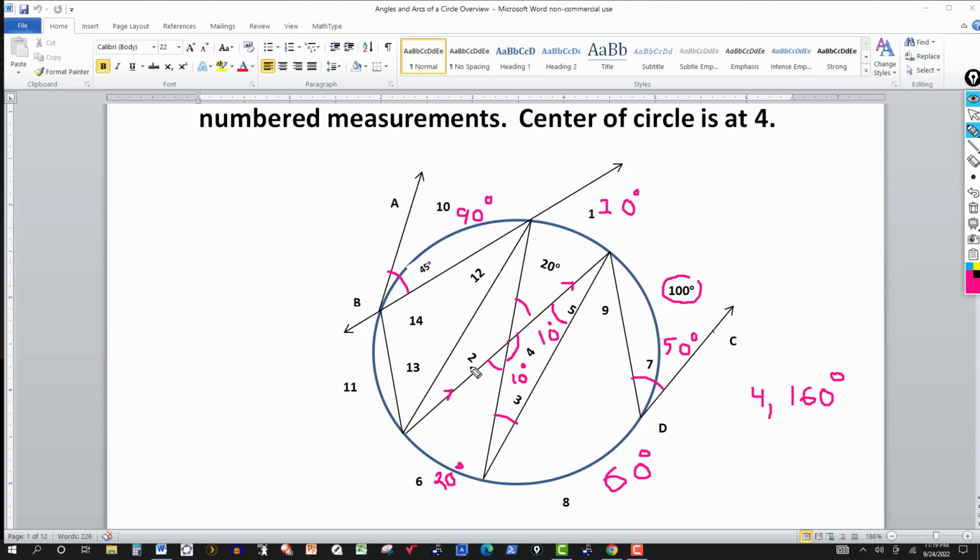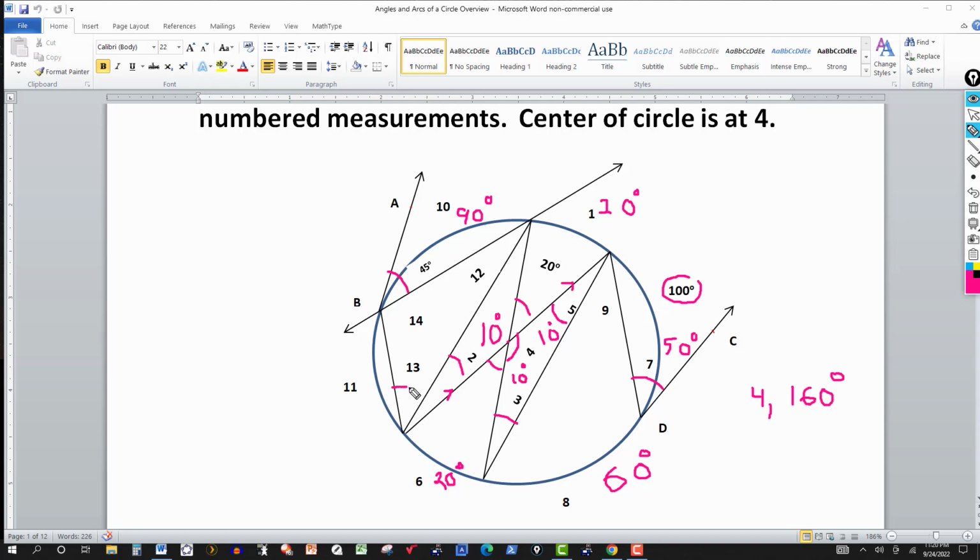Now let's go to 2 here. This angle right here is an inscribed angle. Vertex is on the circumference of the circle. It intercepts an arc of 20 degrees. That's this one here. So the rule is to take half of that. So angle 2 would be 10 degrees.